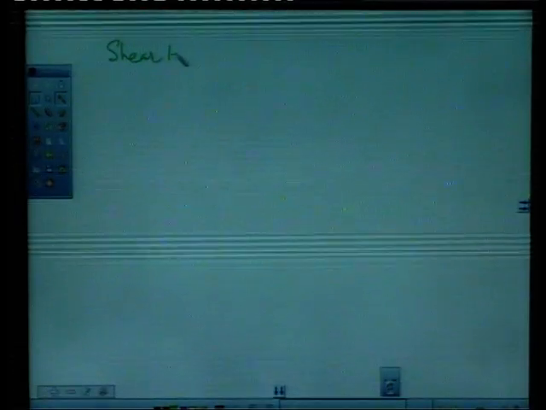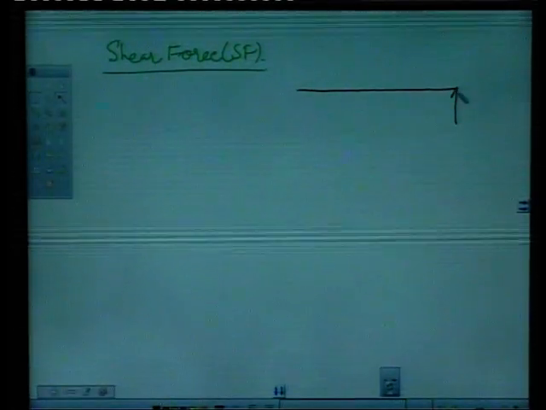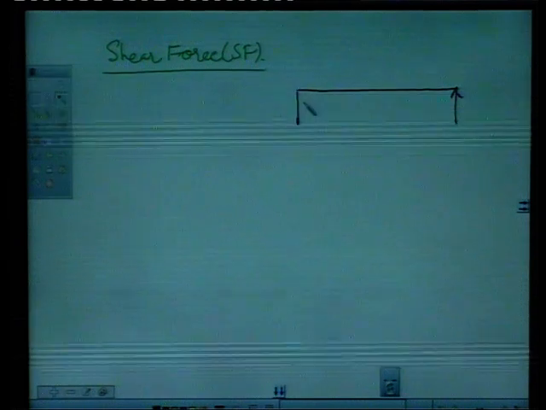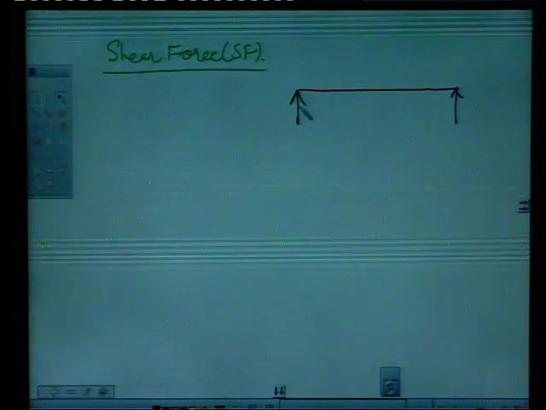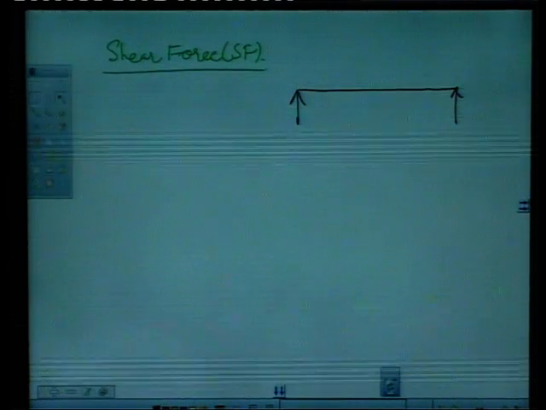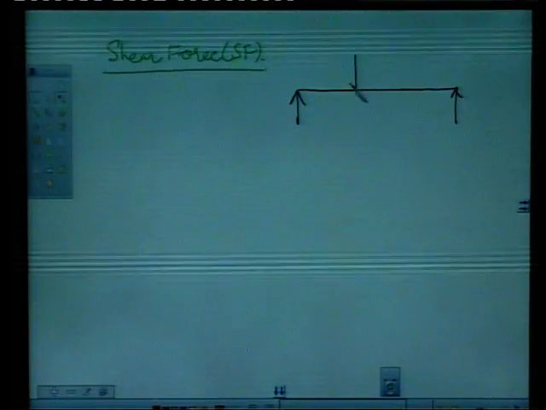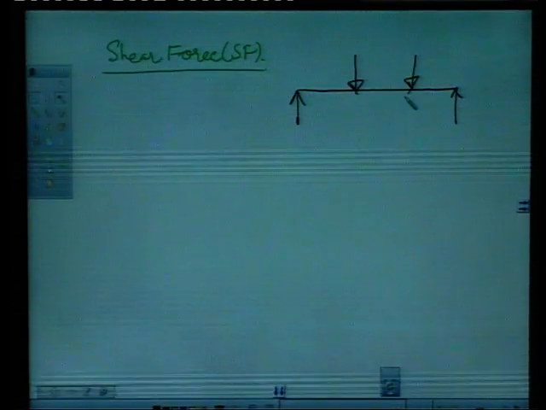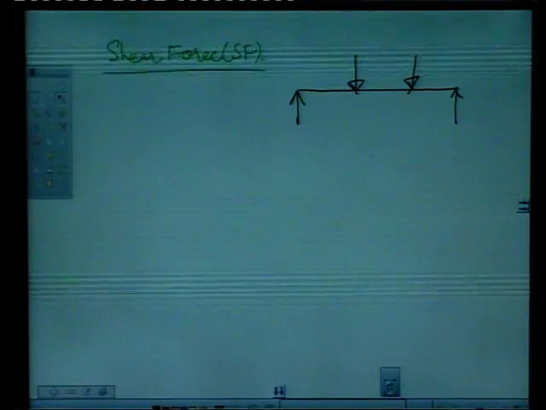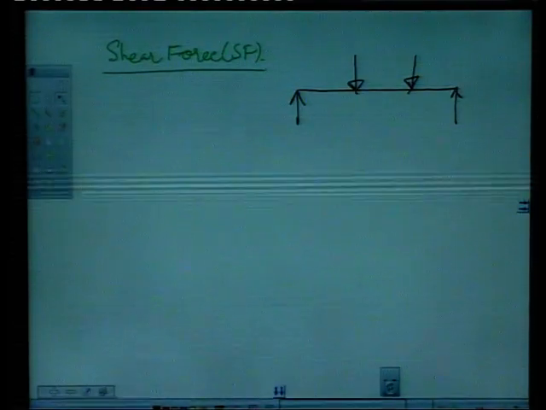Shear force, SF, it is called SF. Say this is a beam, a simply supported beam or a cantilever. You can take any beam, simply supported beam or cantilever beam. On this beam different loads are applied. What is the intensity of this load?